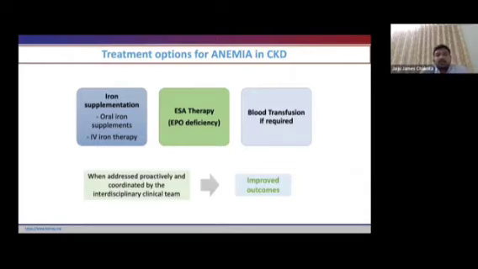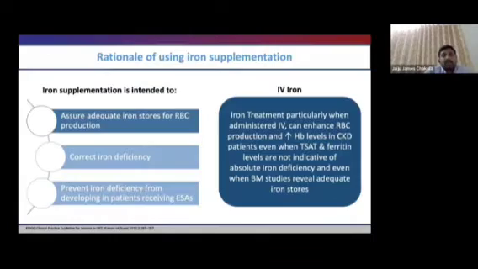Iron supplementation could be oral as well as IV. When addressed proactively and coordinated by the interdisciplinary clinical team, there will be definite improved outcomes when adequate treatment is given. So what is the rationale of using IV supplementation? IV supplementation is intended to assure adequate iron stores for RBC production, correct iron deficiency, and prevent iron deficiency from developing in patients who are receiving erythropoietin.